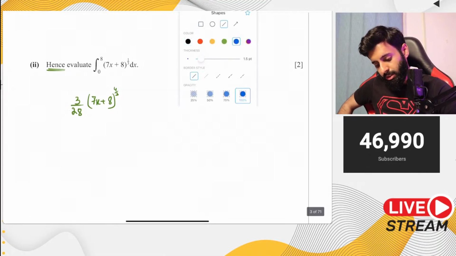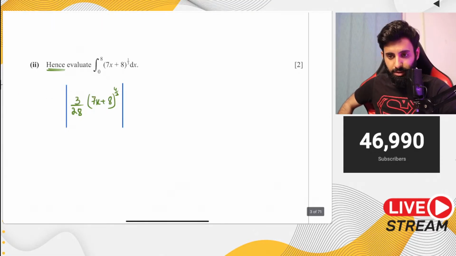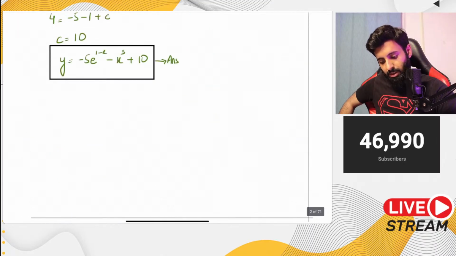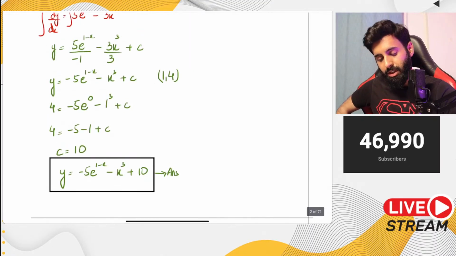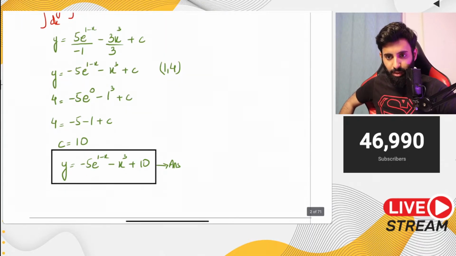Why is that? Who can answer that? Why is it that whenever we are integrating within the limits, we don't consider the plus c? Sir, how did we get minus 1 in the denominator? We got minus 1 because when you differentiate the power 1 minus x, the differential is minus 1.